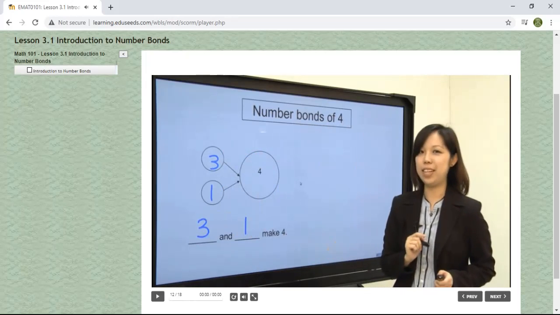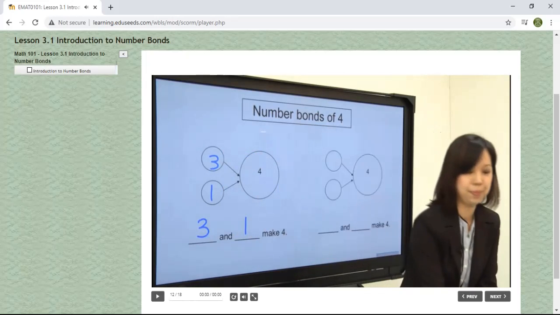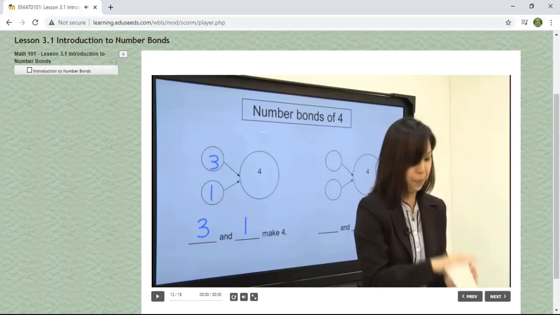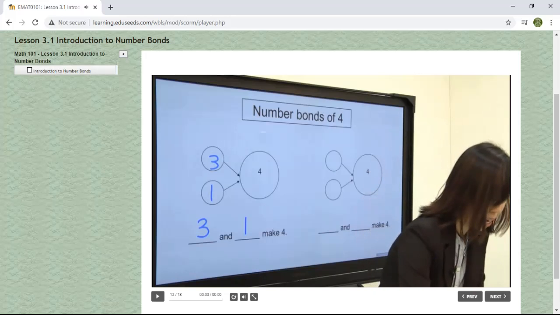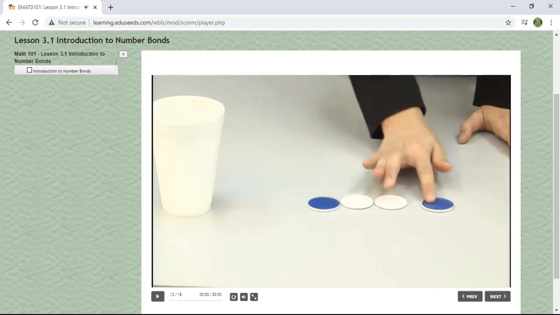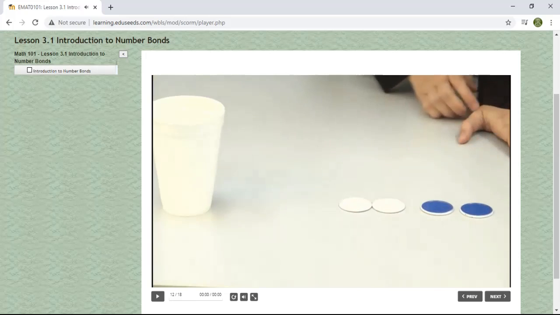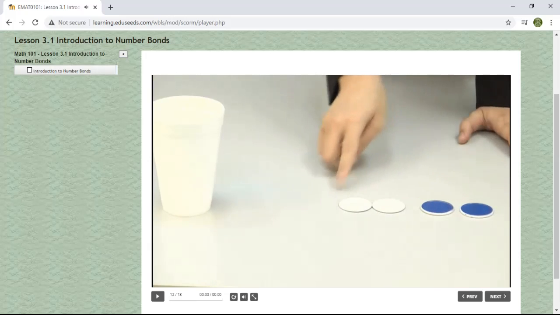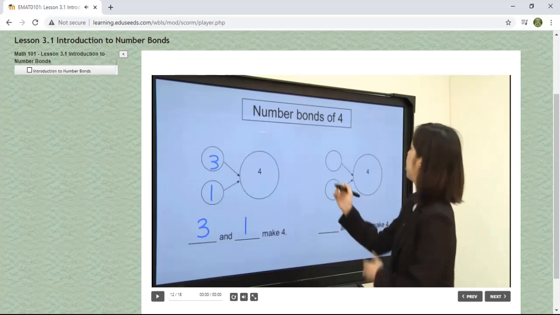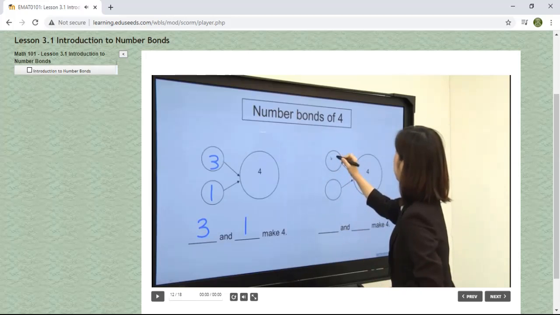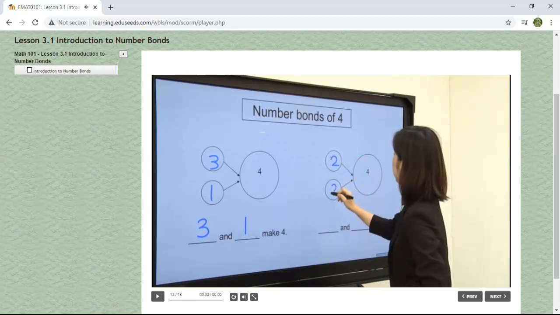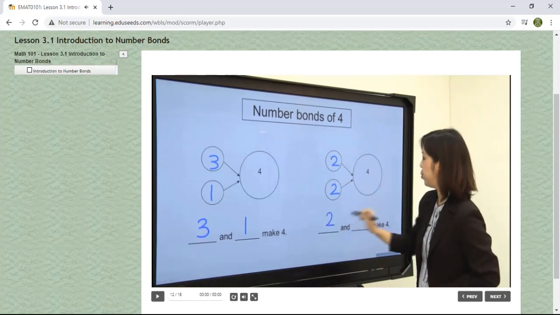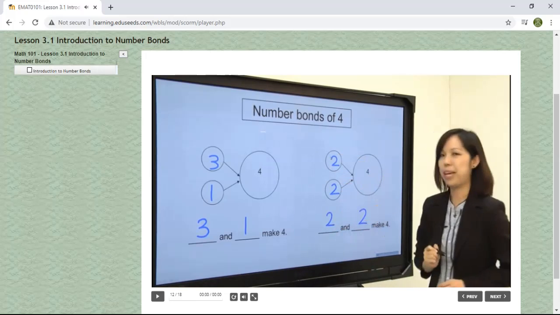Now let's try to give another shake and see what number bond we can get. Okay, let's put it all back into the cup. And we get a new number bond. Okay, I'm going to put the same colors together. This time around I have 2 blues and 2 whites, together giving me 4 counters. So the number bond here, 2 blue and 2 white makes 4. And we complete the sentence as 2 and 2 make 4.